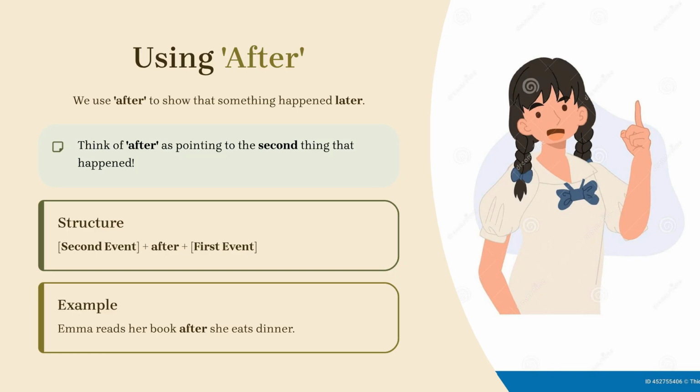Now let's look at using after. We use after to show that an action happens later than another event. Think of after as pointing to the event that happened first, earlier in time. For example, first event, eat dinner. Second event, read a book. Place after right in front of the first event. Emma reads her book after she eats dinner.